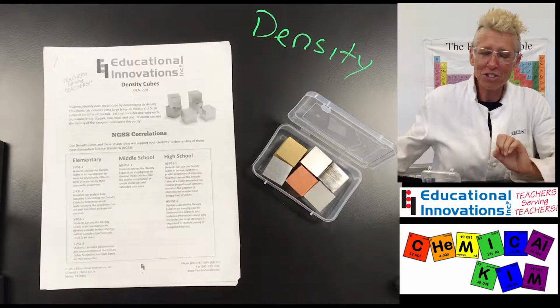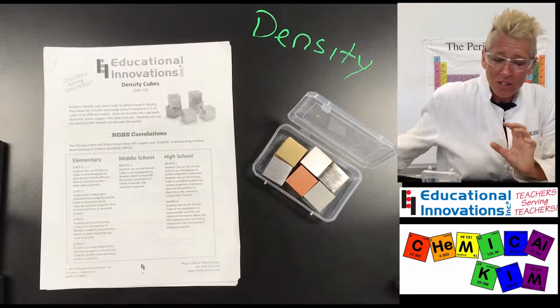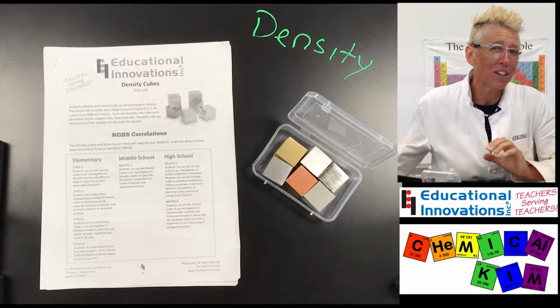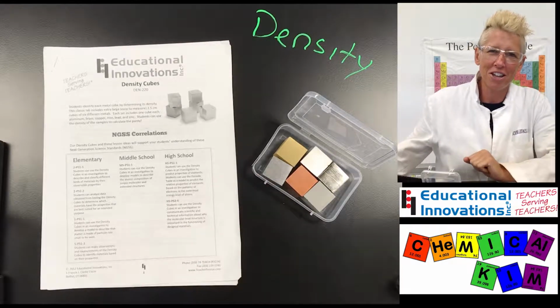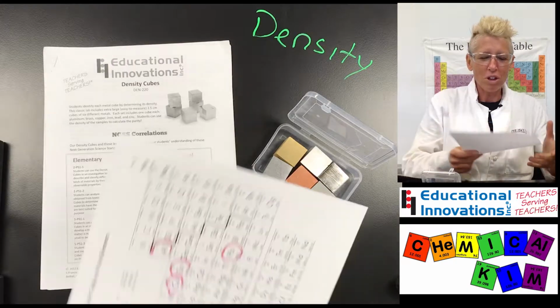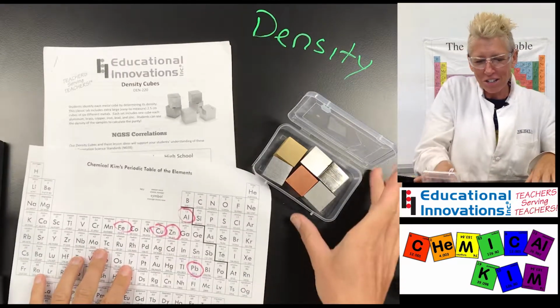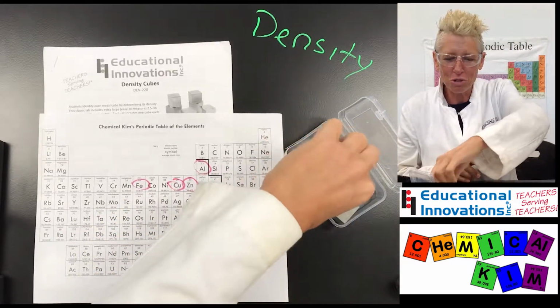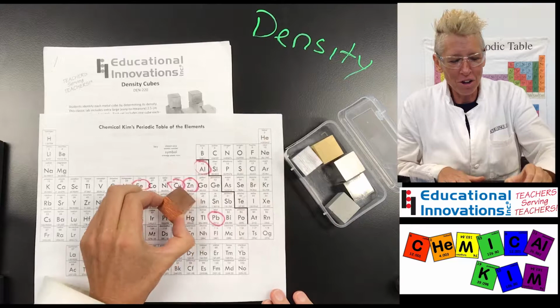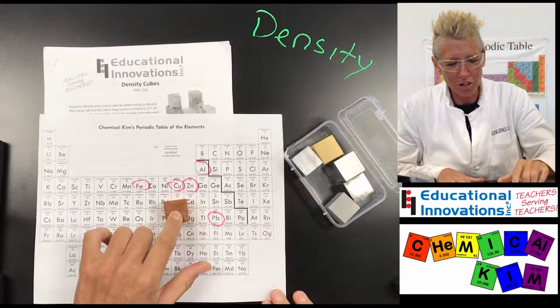When you receive your cubes, what you're going to discover is that you actually received some of the chemical elements, which is a very exciting thing to have right in your hands. What do I mean by that? Well, if you look at your periodic table and you look at your density cube set, you're going to see right away this beautiful metal that we all know as copper, and that is a chemical element.